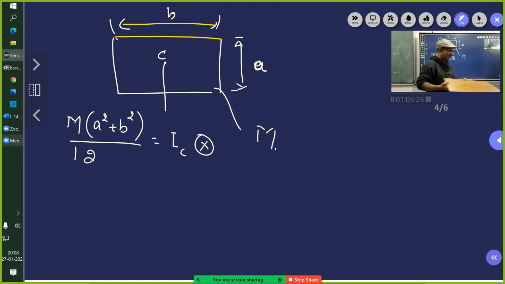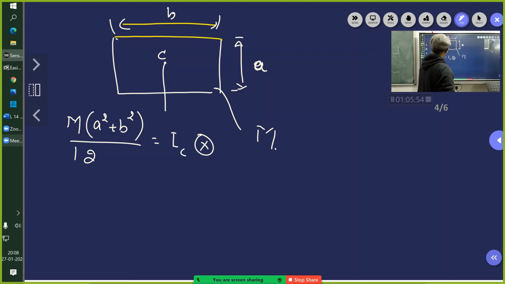M by 12 into a square. How did you get it? Sir, it is similar to rods, sir, which is rotating about an axis passing through the center of mass. You didn't demonstrate the perpendicular axis theorem. Sir, same method, sir. I considered an axis parallel to the length, one parallel to the breadth, and the third axis will be perpendicular to the plane and passing through the center of mass.